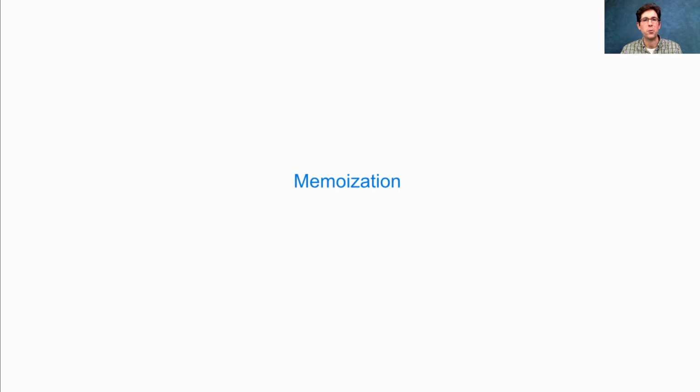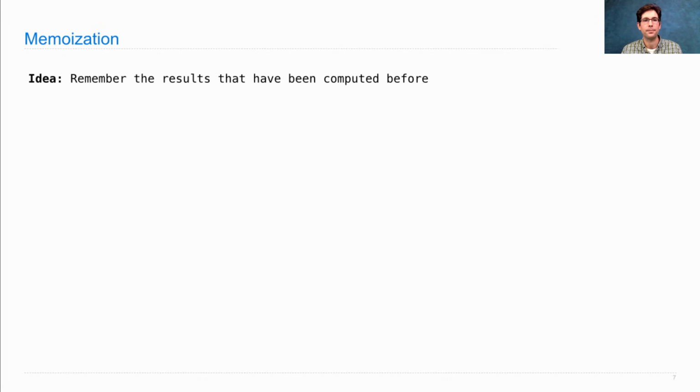Memoization is an extremely useful technique for speeding up the running time of a program. Here's the simple idea. Just remember the results that have been computed before. So instead of recomputing things when you need their values again, you just keep them around. Here's another decorator. It's called memo.